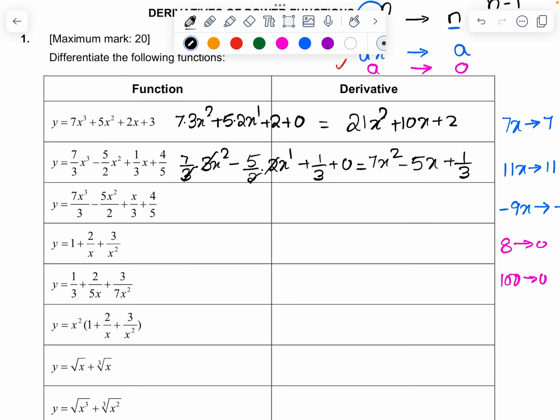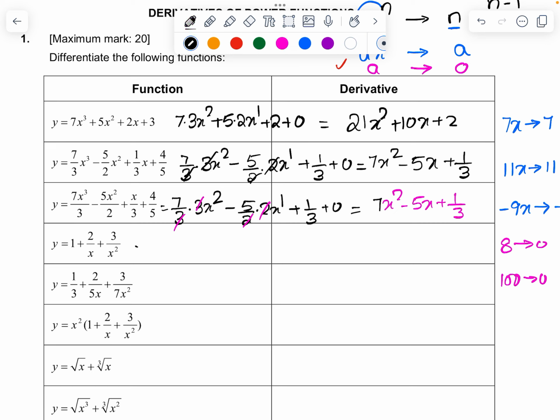Now for the same question again, it becomes 7 upon 3 times 3x to the power of 2, then 5 upon 2 times 2x to the power of 1, plus 1 upon 3, plus 0. So the answer is the same. The 3 cancels, the 2 cancels, so I get 7x squared minus 5x plus 1 upon 3.